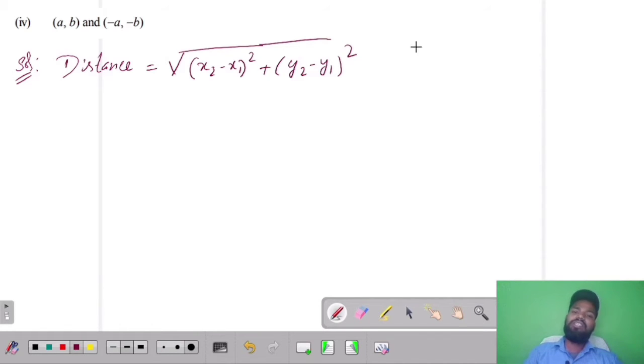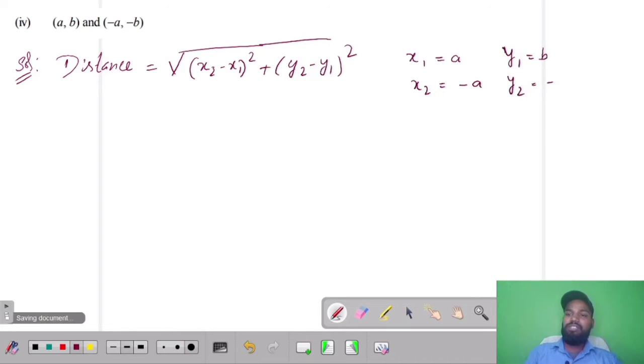So just substitute here. Here x1 is what? x1 equals a, and x2 equals minus a, and y1 equals b. y2 value equals minus b. Don't get confused here. Okay, it is very easy. So just substitute them in the formula, then you get the answer. x2 minus x1. x2 what?